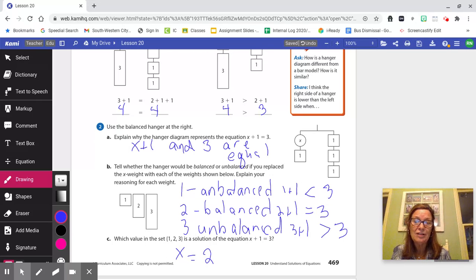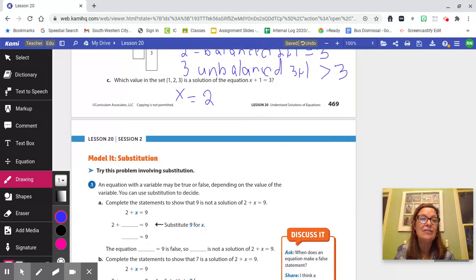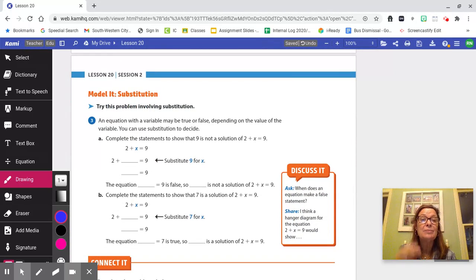All right, let's look at the next page, 470, model it substitution. An equation with a variable may be true or false, depending on the value of the variable. You can use substitution to decide. Complete the statements to show that 9 is not a solution of 2 plus x equal 9.